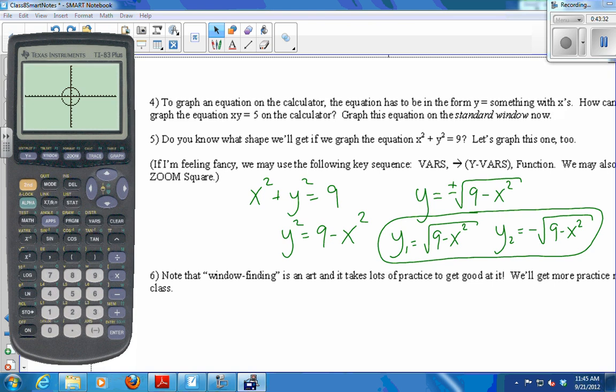And then maybe you don't want to look at, I mean, there's a lot of empty space in there, so you could go in and change the window. And window finding is a bit of an art. It takes a lot of practice, takes a lot of trial and error, trying to find a good window. We are going to continue working with the graphing calculator and graphing things next class. So we'll get some more practice then.